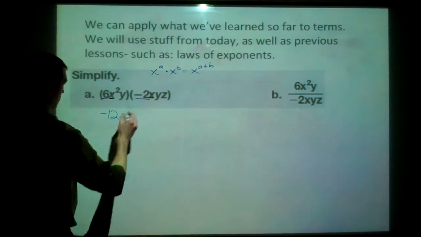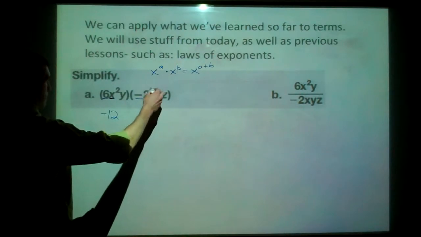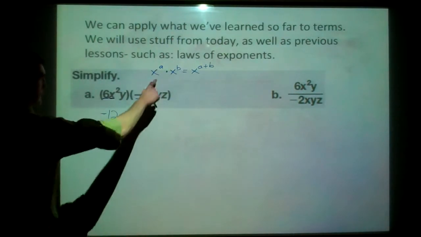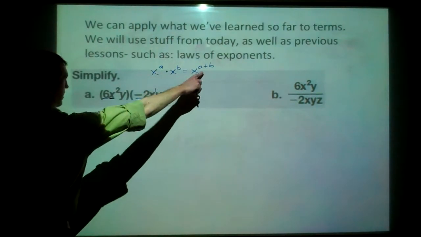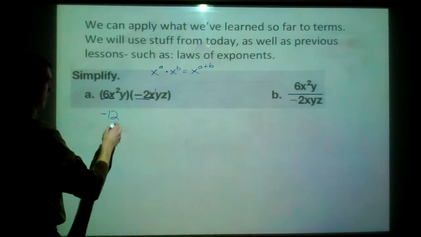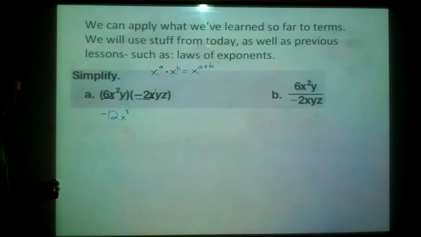X squared and x. So we have x to the second times x to the first. If we don't see a number there, then it's a 1. Now we can use our rule. If they have the same base, we can add the exponents together, a plus b. Well, here our a is 2, our b is 1. 2 plus 1 is 3, x to the third. So we have negative 12 times x to the third.